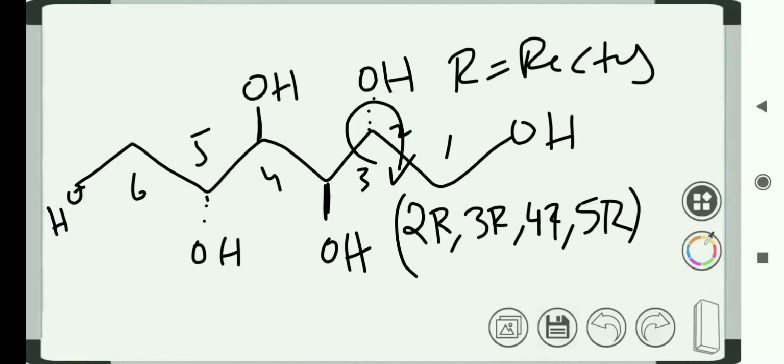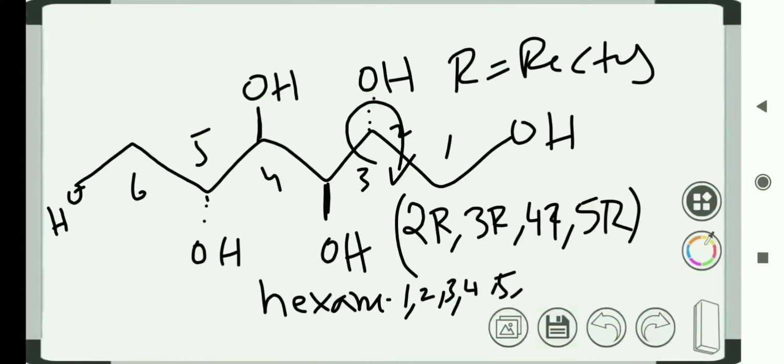If you see the IUPAC name, 2R, 3R, 4R, 5R followed by hexane, then the position of the hydroxyl groups as 1, 2, 3, 4, 5, so totally 6. So we have 6, now it becomes hexanol. So this is about the IUPAC name of mannitol.